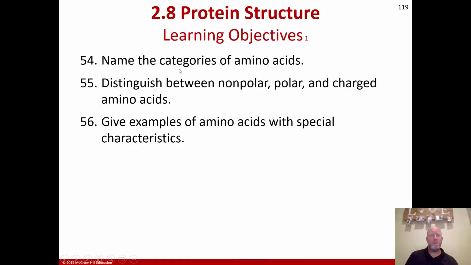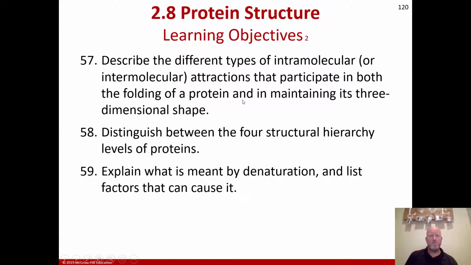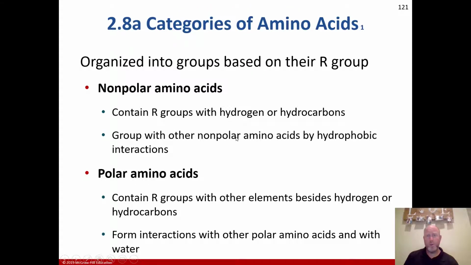So you should now be able to, for the next and final section, name the categories of amino acids, distinguish between nonpolar, polar, and charged amino acids, and give examples of amino acids with special characteristics, as well as describe the different types of intramolecular attractions that participate in both the folding of a protein and in maintaining its three-dimensional shape. Distinguish between the four structural hierarchy levels of proteins, and explain what is meant by denaturation, and list factors that can cause it.